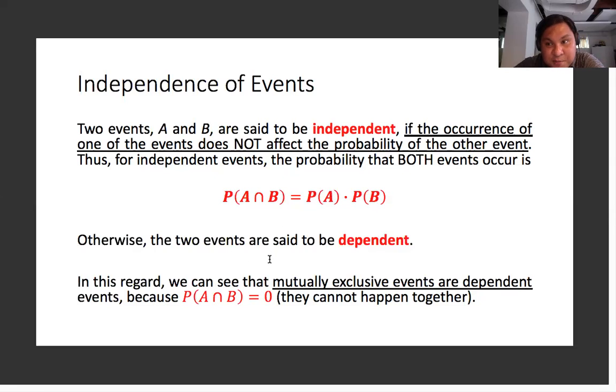If the probability of both of them happening is not equal to the product, the two events are said to be dependent, which means that one factor affects the other. In this regard, we can see that mutually exclusive events are dependent events because the product is not equal to the probability of both happening, which is, of course, zero because they cannot happen together. This is a very good example of why they are dependent events. One happens, the other does not happen.